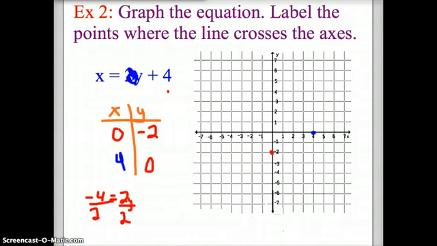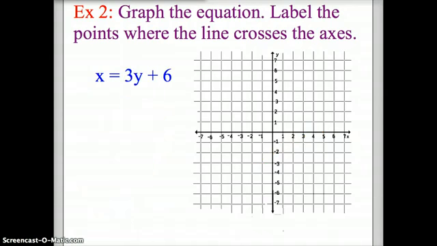Typically, I want you to have 3 ordered pairs when you are graphing. However, if you're graphing using your intercepts, you're much less likely to make a mistake, so I'm okay with you just using 2 ordered pairs. So draw your line through your 2 ordered pairs and make sure you show that that line extends infinitely.